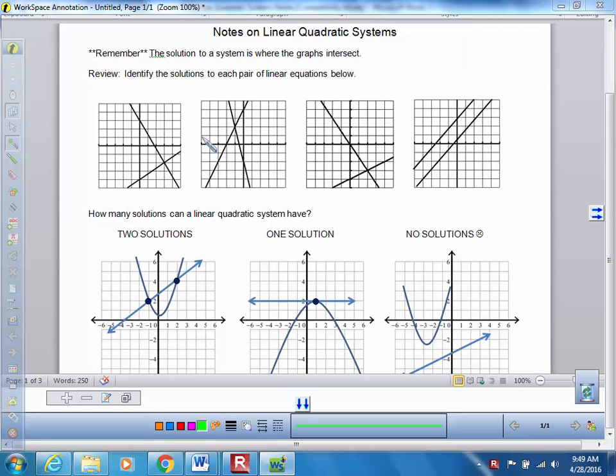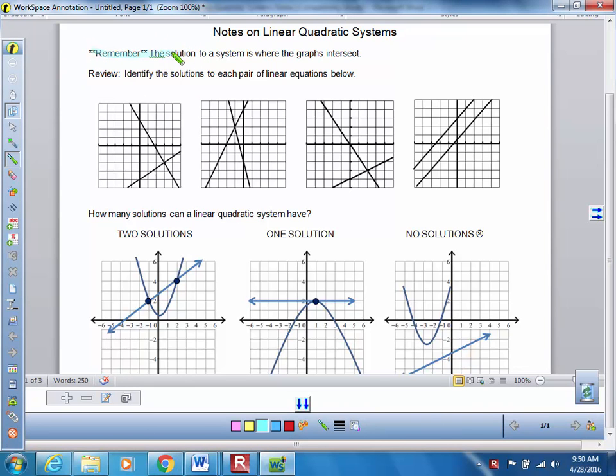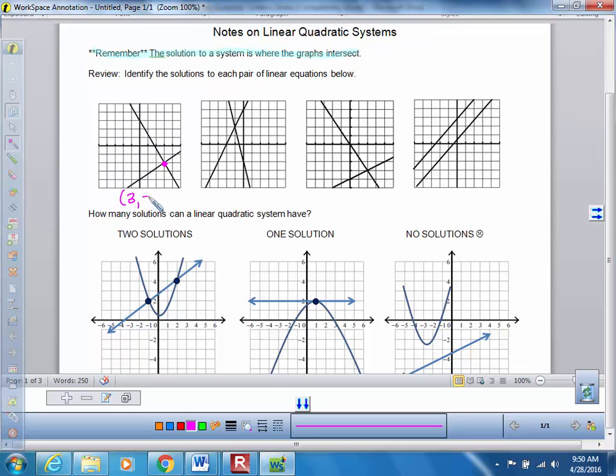Remember that, and I put stars beside this so that you know it was important. The solution to a system is where the graphs are going to intersect. So looking at this example right here, the solution to this system is where these two graphs intersect. So what point is this where they intersect? 1, 2, 3, -2. So our solution would be 3, -2.